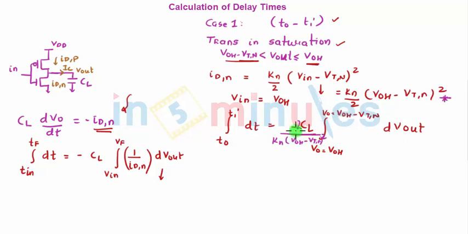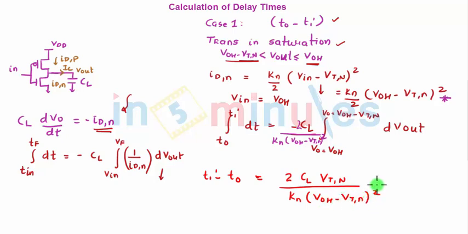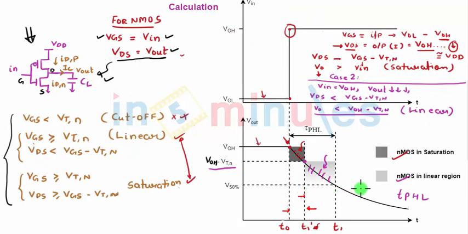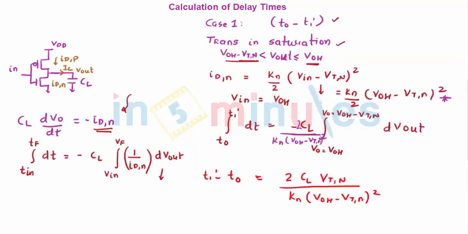So now we will have to integrate this, and after integration what we'll get is the following: T1 dash minus T0 equal to twice CL Vtn upon Kn (VOH minus Vtn) the whole square. So I got the expression for this. Now I'm going to focus on T1 dash and T1 in a similar way, where I know that in this case my transistor is going to operate in the linear region. So let's quickly go ahead and do that.